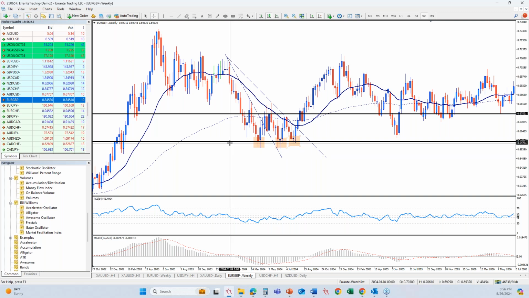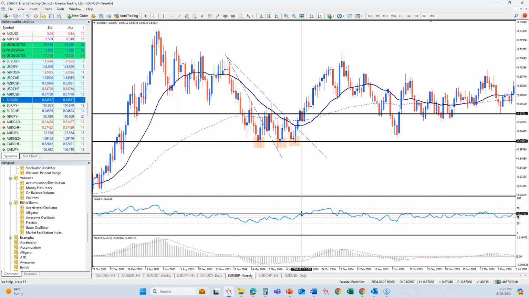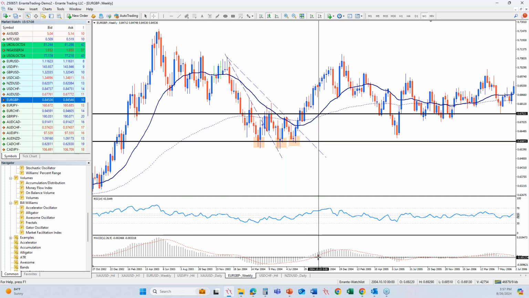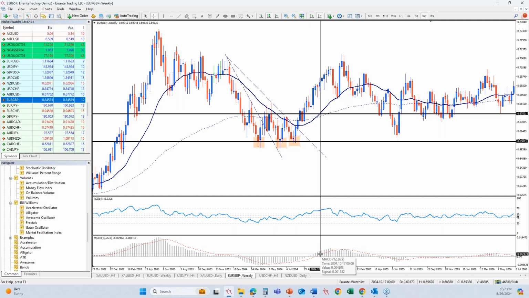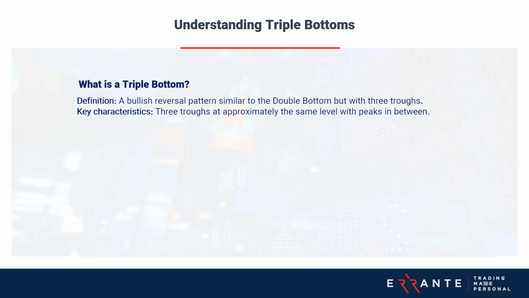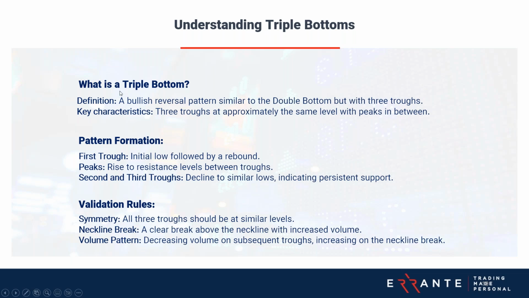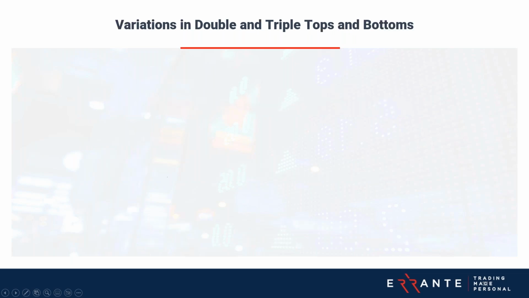Understanding these characteristics and validation rules is crucial again for accurately identifying and trading triple bottoms. By waiting for clear confirmation, such as a neckline break with an increased level of RSI or rising MACD bars above the signal line, we can avoid, again, false signals. So the definition, the formation, and the validation rules are all imperative to trade with this.